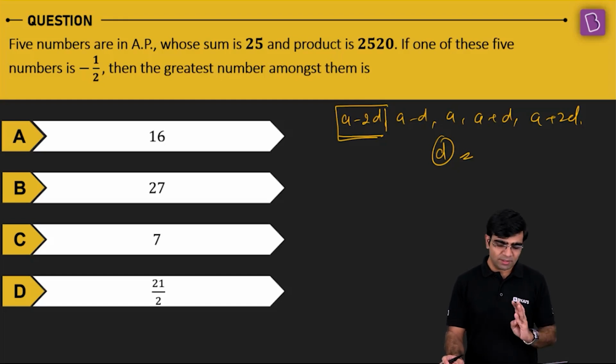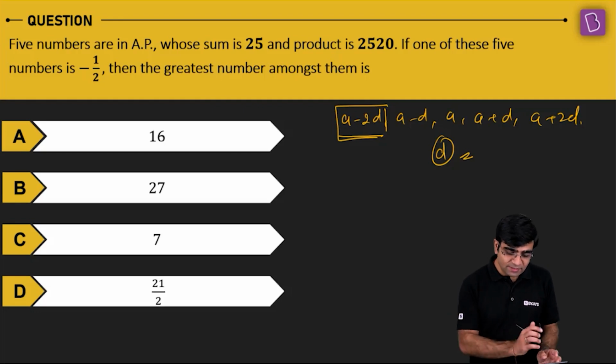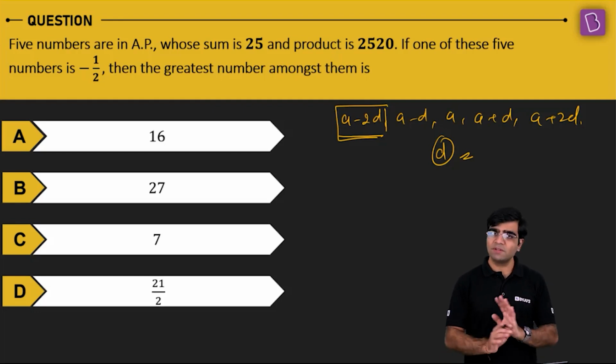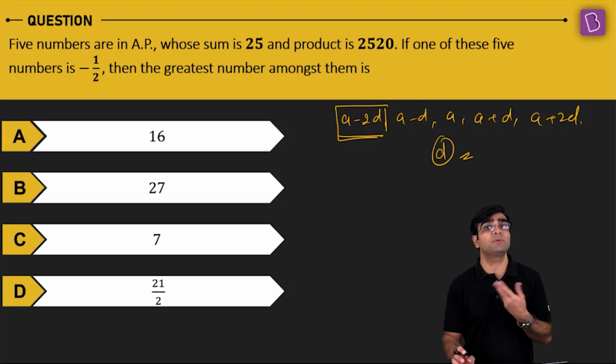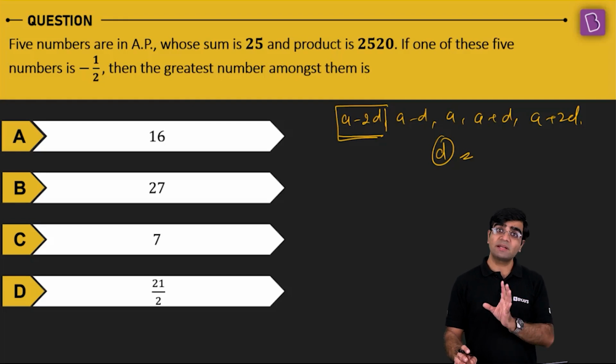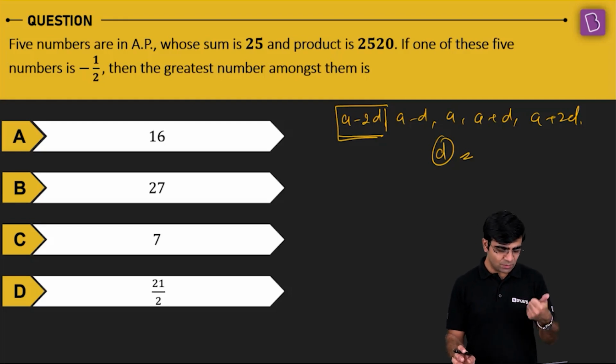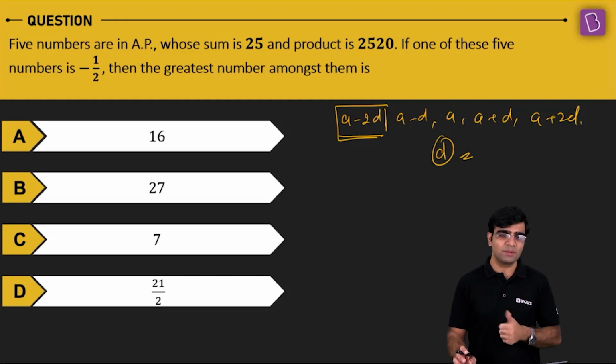So sum is given, product is given. So I have two equations and I have two unknowns here. From there, I have to figure out the value of a and d. And then I'll have to look for the greatest number amongst all of them. So whatever the values of d I'm getting, whatever the value of a I'm getting, based upon whatever the possible progressions are there, among them, what is the greatest number that I'll be getting? And that's what I have to figure out from these options as 16, 27, 7, 21 by 2.